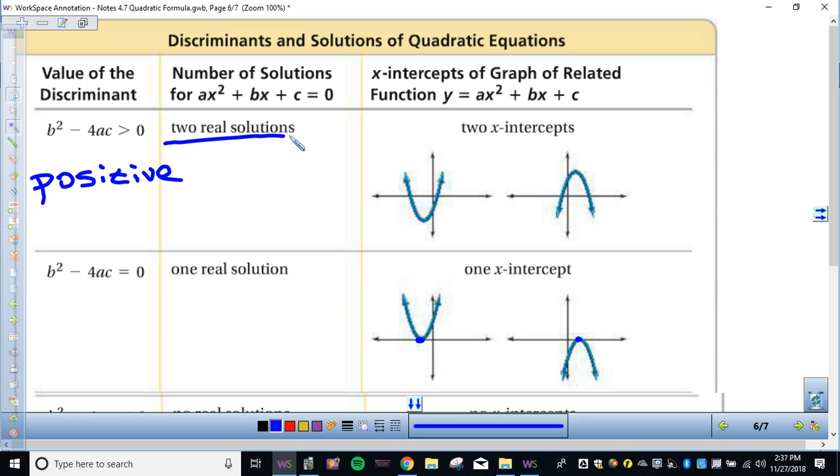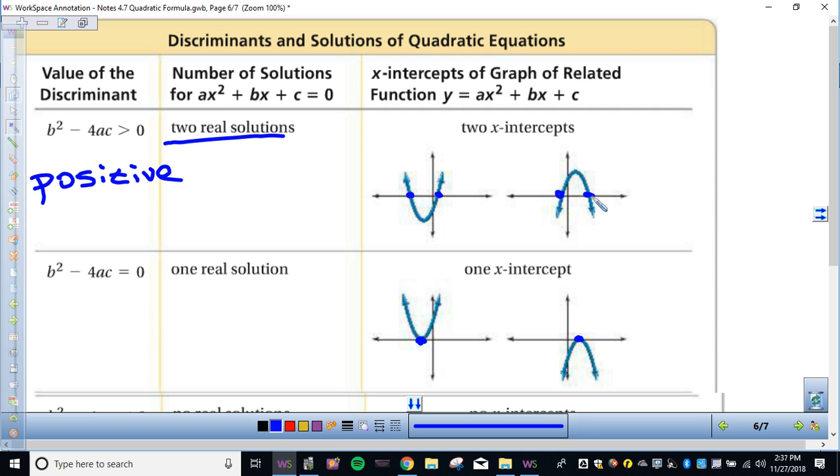If b squared minus 4ac is positive, you have two real solutions. If b squared minus 4ac equals 0, you have one solution like we did on that previous example where it came down and touched the x-axis, went back up. Same thing over here. It can come up and touch the x-axis and go back down. When you have two solutions, it just means the parabola crosses the x-axis twice, like it does there and there.